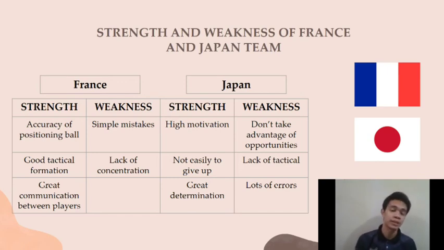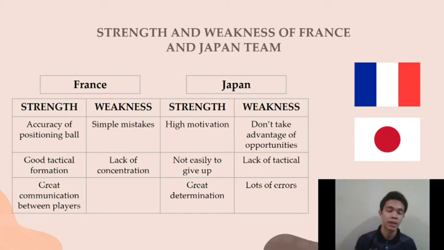On weakness, the France team sometimes makes simple mistakes. We can look at their performance on serve compared to Japan. France also more frequently makes mistakes at the serve. The France team also has a lack of concentration. This can be seen in the second and third sets. After leading, the France team will begin to lose focus and make errors.